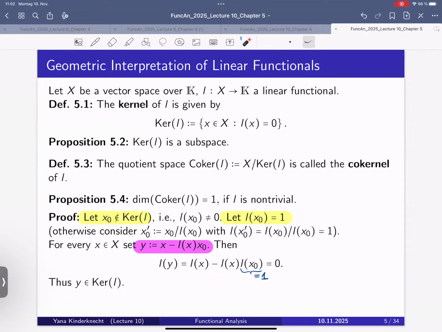Excuse me, will we use the condition of non-trivial? That there exists at least one element such that L of x0 is not 0. Trivial means that it is identically 0 everywhere, on all points. I see, thanks.